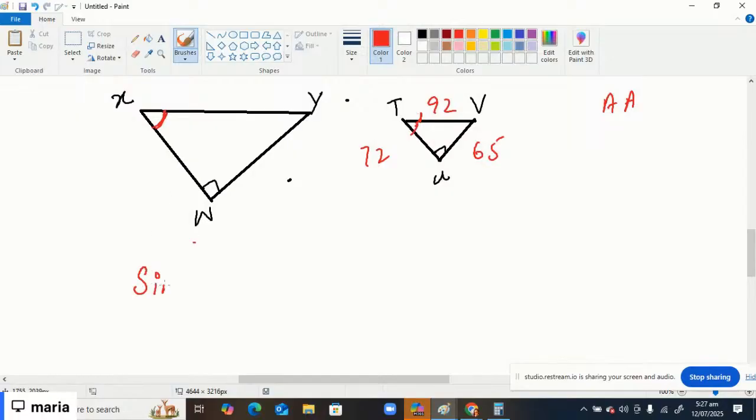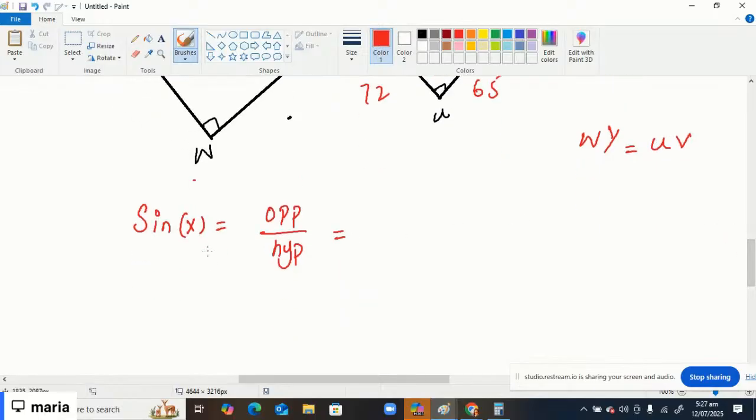So we are going to find the sine of X. Sine is equal to opposite over hypotenuse. So what is opposite here? This is 90 degrees, so in front of this line is the hypotenuse, that is adjacent, and this one is opposite. The opposite is WY, which corresponds to UV. So what is UV? This is 65.